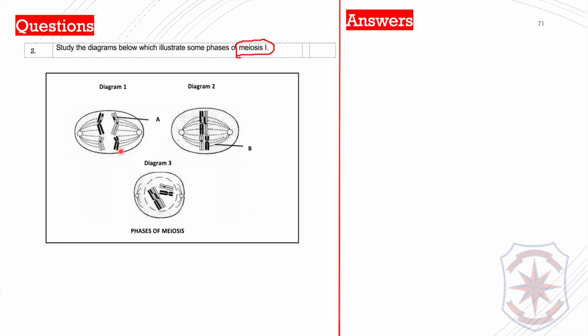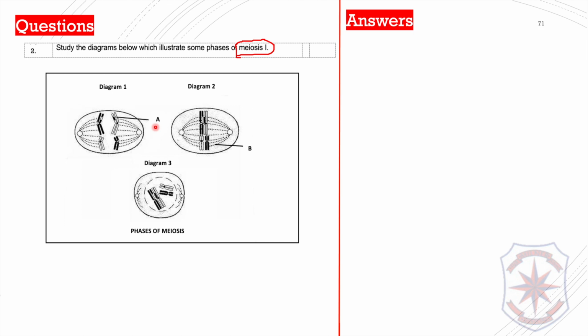Okay, let's start with diagram 1. What is happening in diagram 1? What we see is that whole chromosomes, not chromatids, whole chromosomes are being pulled to the opposite poles of the cell. So we assume that the spindle fibers, which are there, are contracting. Remember, the whole chromosomes are pulled to opposite poles of the cell because of the contraction, the pulling effect by the spindle fibers. And then let's identify part A.